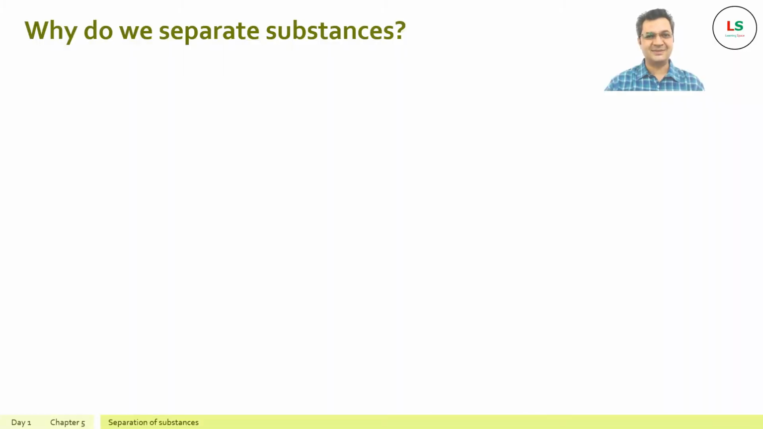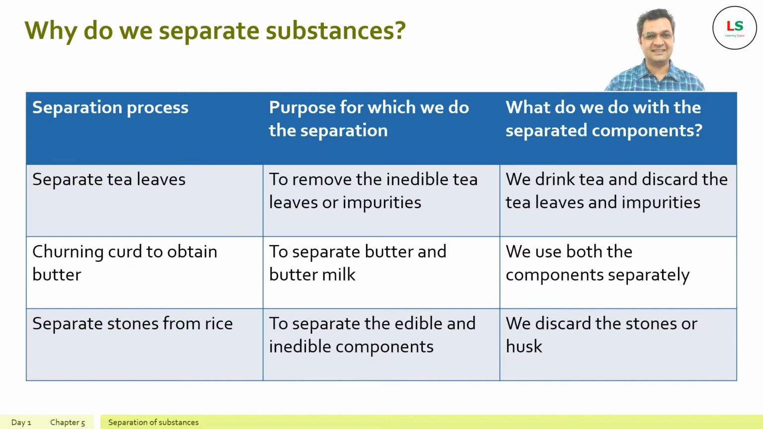Why do we separate substances? Let us analyze this table before we find our answer. We have the separation process, purpose for which we do the separation, and lastly, what do we do with the separated components? First example is separate tea leaves. So this is done to remove the inedible tea leaves or impurities. We drink tea and discard tea leaves and impurities.